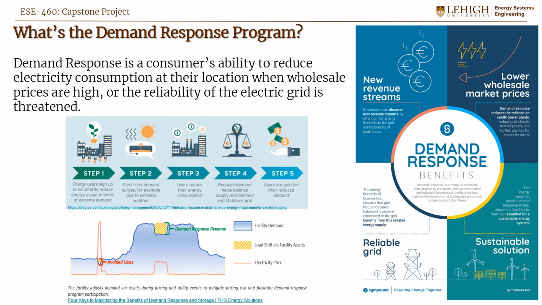Second one is grid reliability. Another essential benefit is the positive impact on the grid reliability. When electricity demand surges, for example, during extreme weather events, participants in the demand response program play a vital role by voluntarily reducing energy consumption. They help stabilize the grid, preventing potential disruption and ensuring reliable electricity supply.